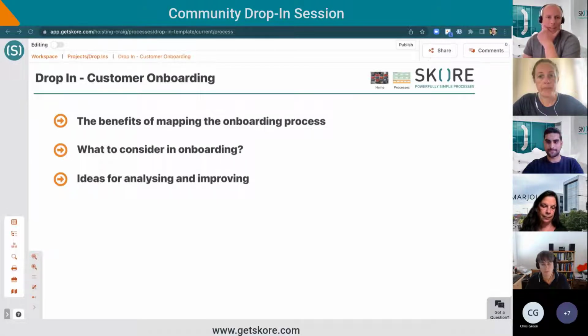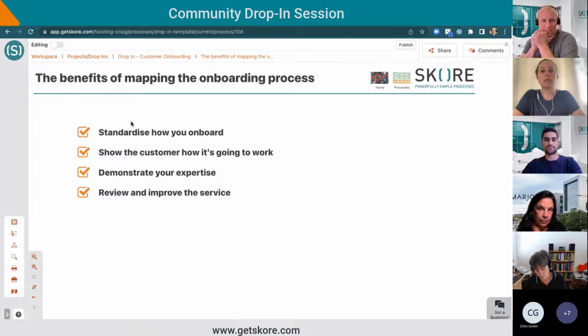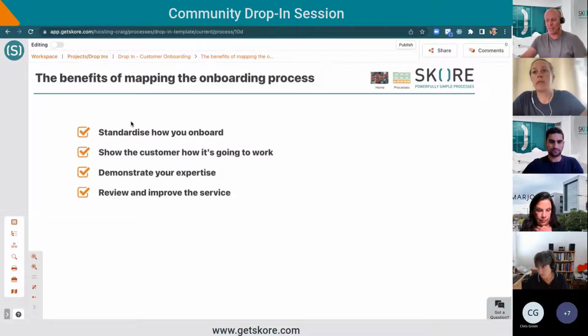So let's start with the top of the list there, benefits of mapping the onboarding process. Well, these are pretty common reasons that we'd be giving for any sort of work that you'd be doing within Skore. Now, the onboarding process is something that comes up an awful lot in the work that we do with different customers. Every business has some sort of onboarding process, as I was talking about before. So it's one that we see an awful lot, and they're all very, very different.